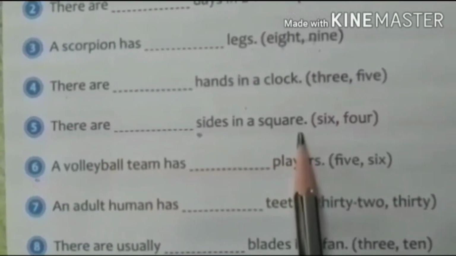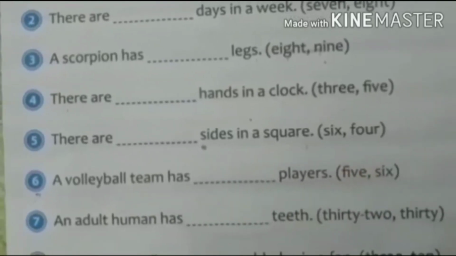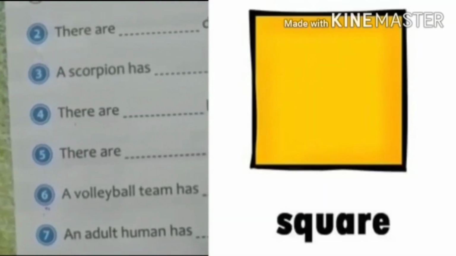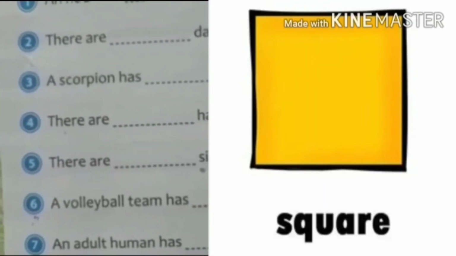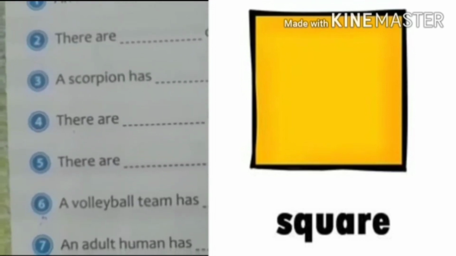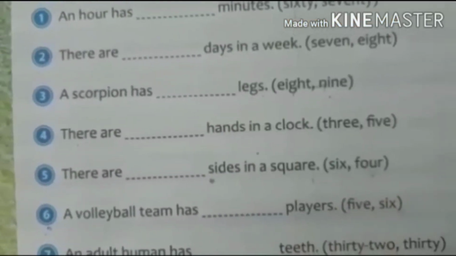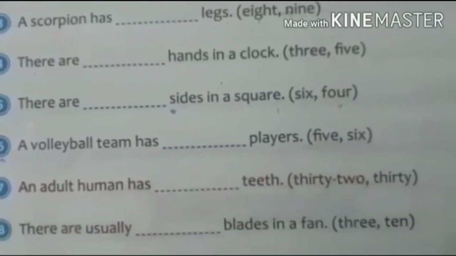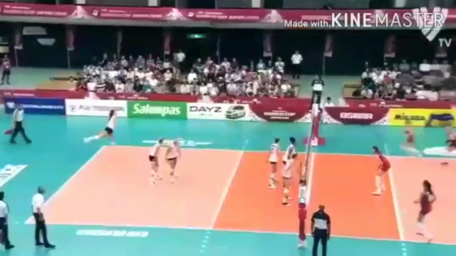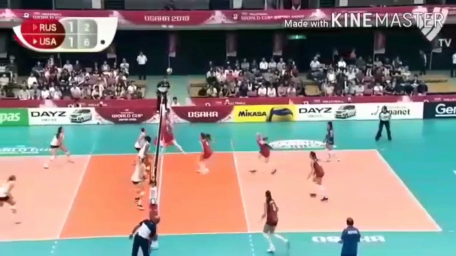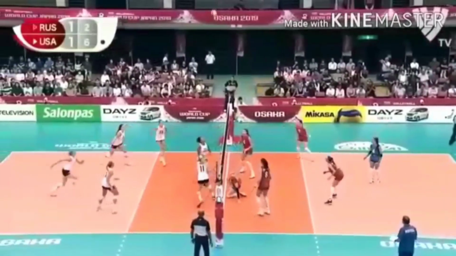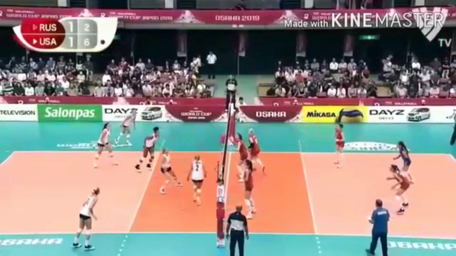Okay. Fifth question. There are dash sides in a square, 4 or 6. Look at the square in the picture and count the sides. So, there are how many sides in a square? 4 sides. Okay. Sixth question. A volleyball team has dash players, 5 or 6. Look at the video of the players playing volleyball. There are 2 teams. One has how many players? Count them. 6 players.